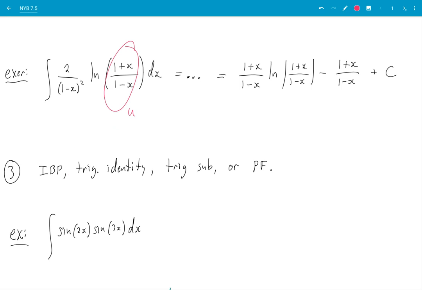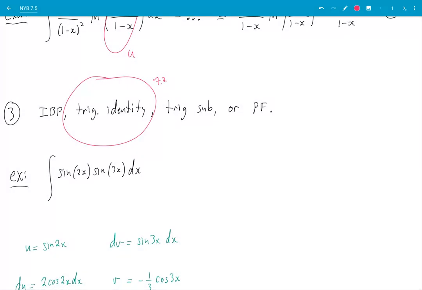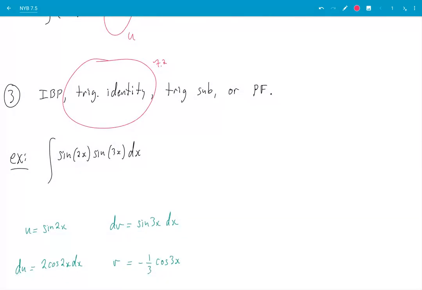trig fiddling. I guess when I say trig identity, I mean like 7.2. 7.2 here. That's what I mean here. So techniques from 7.2. Trig sub or partial fractions. So in the example here, I'm going to do integration by parts.